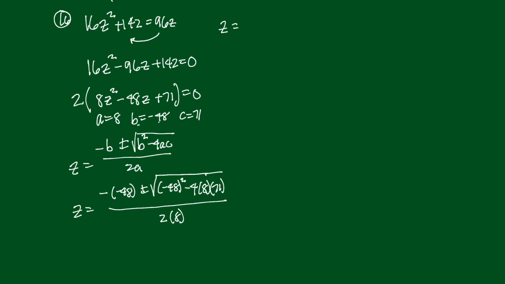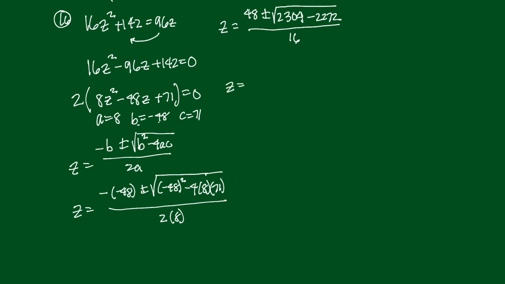A is 8. Well, we've got some big numbers here. Z is going to be the opposite of negative 48, which is 48, plus or minus the square root. Now, this is 48 squared. On my calculator, I get 2304. Minus, now 4 times 8 is 32, negative 32, minus times 71. All right, so 32 times 71 is 2272. So minus 2272, all over 2 times 8 is 16.